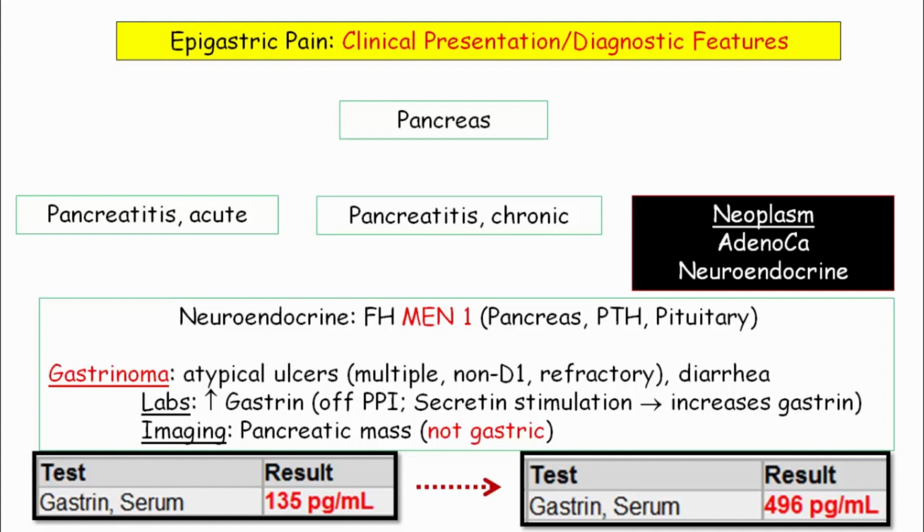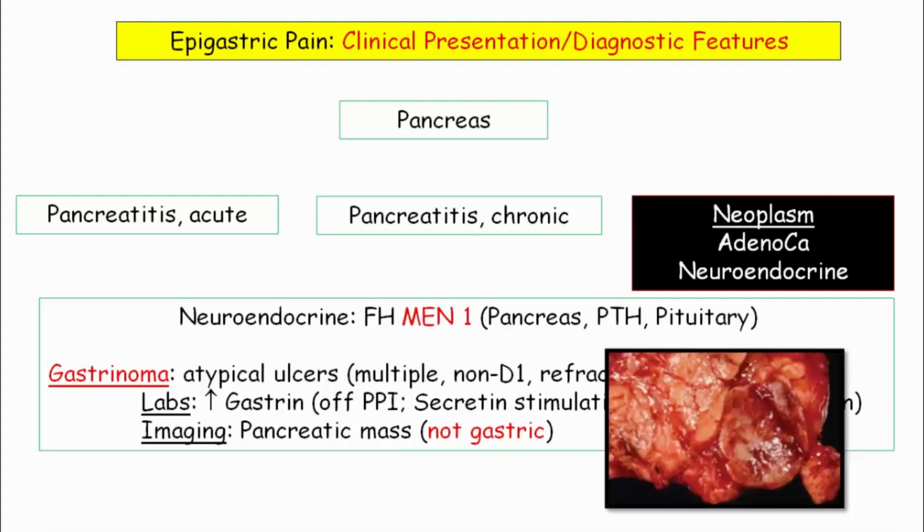So this is the second indication for secretin stimulation, the other being assessment of bicarb secretion in chronic pancreatitis. The other big ticket item here is to remember that gastrinomas are located in the pancreas, not the stomach. Normally, gastrin is released from G cells located in the antrum of the stomach. However, a gastrinoma is a neuroendocrine tumor of the pancreas. It is not located in the stomach.